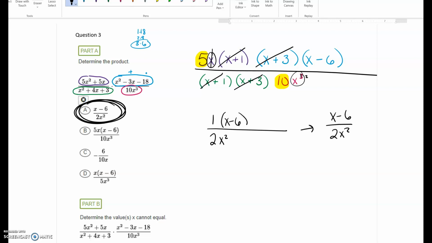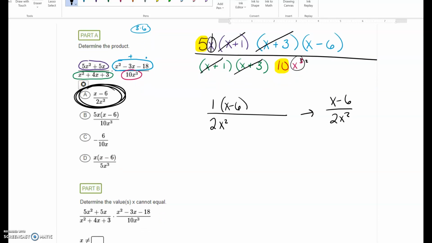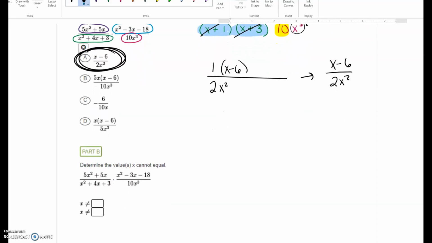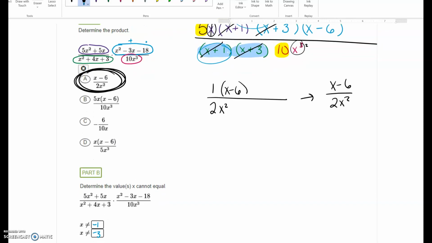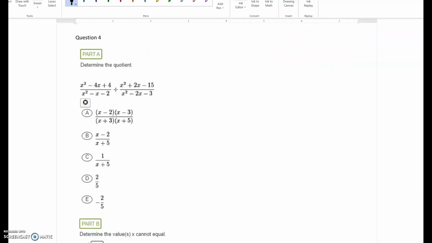Okay, again, determine the values that x can't equal. Look at what you crossed off. We crossed off x plus 1 and x plus 3. So x can't equal -1 and x can't equal -3. The x values that make those pieces equal 0, the pieces that you crossed off, that's the stuff that x can't equal. On question 4, this is a division problem. You have to start with keep, change, flip. So keep the first fraction the same.